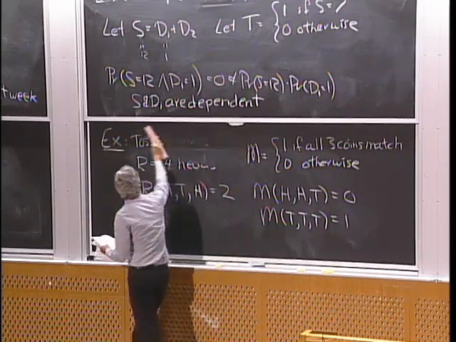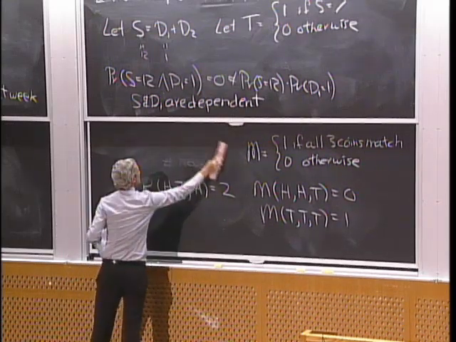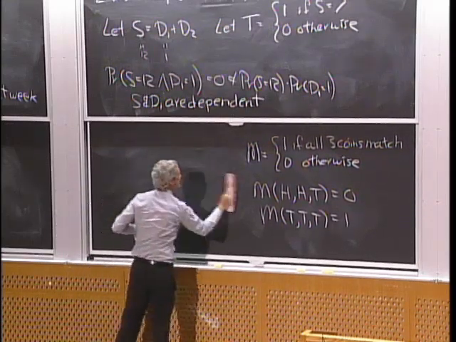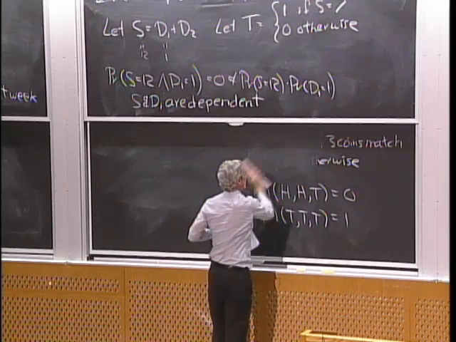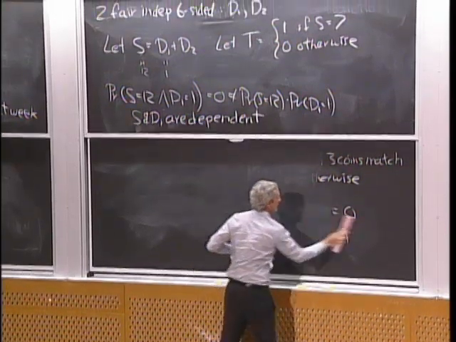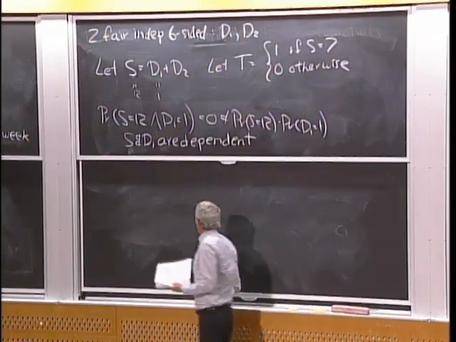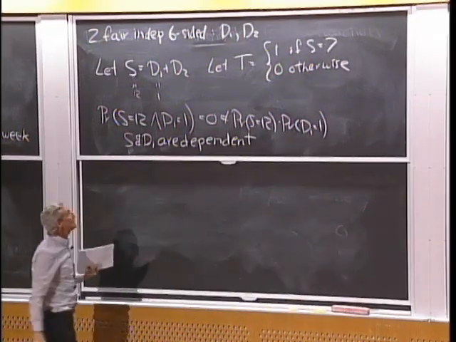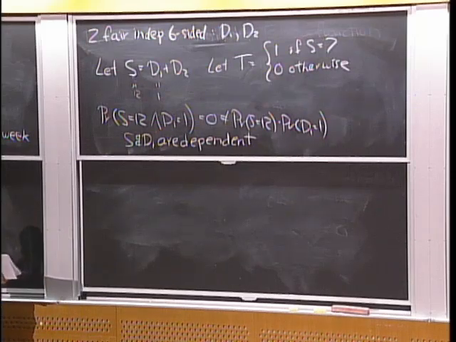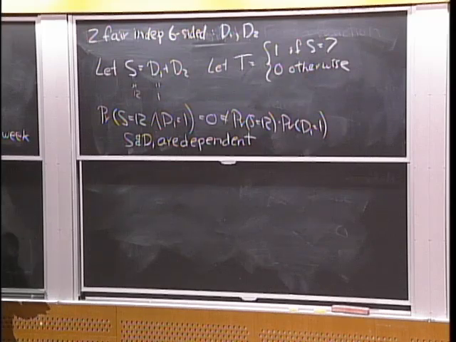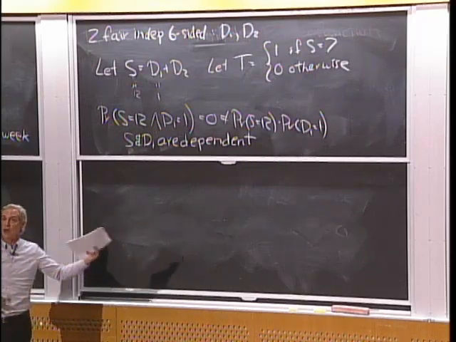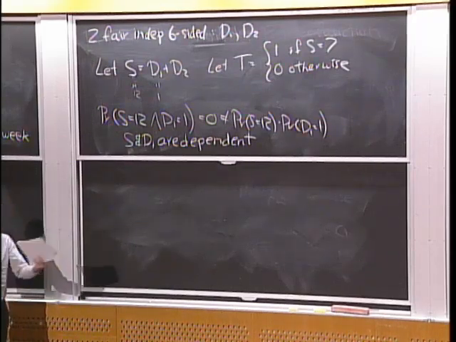All right, what about D1, the first die, and T, the indicator for getting a 7? Are D1 and T independent random variables? All right, somebody's shaking their head no. They seem to be dependent because knowing the first die seems like it should tell you something about the probability of getting a 7 for the sum.